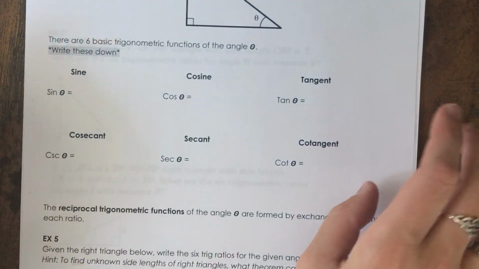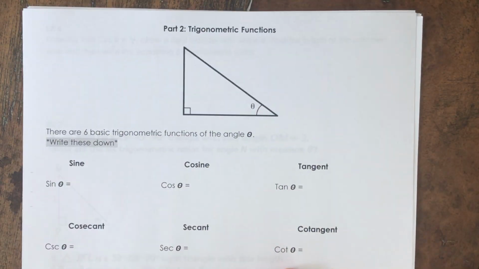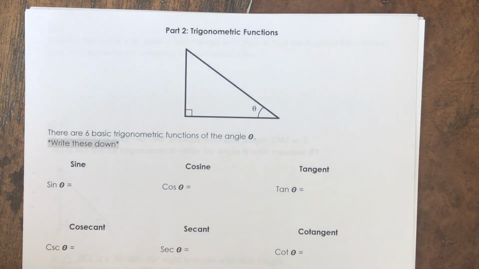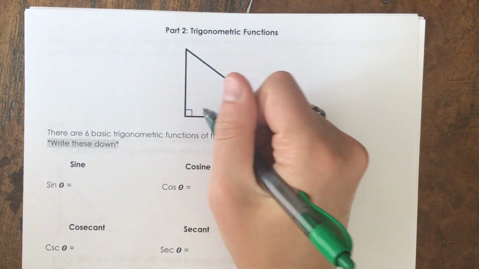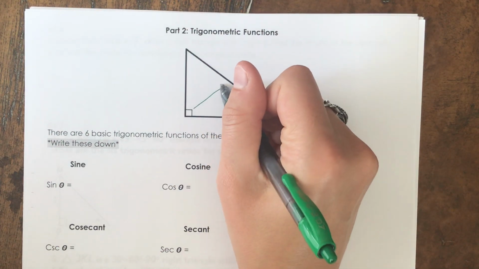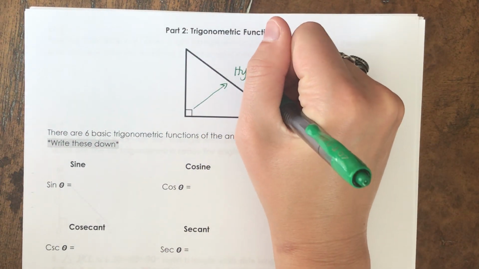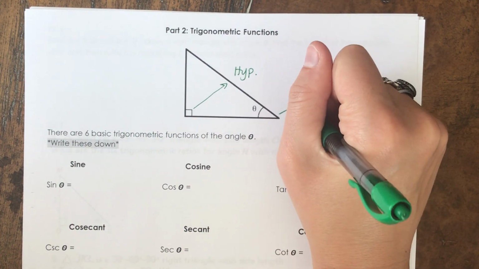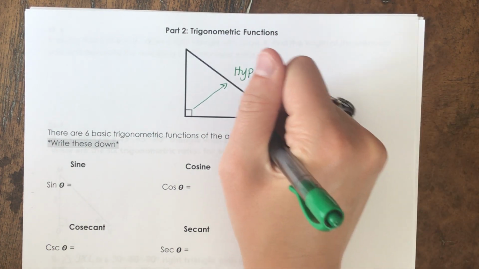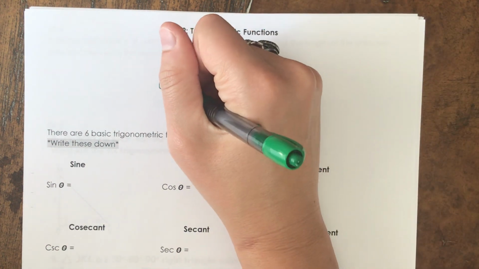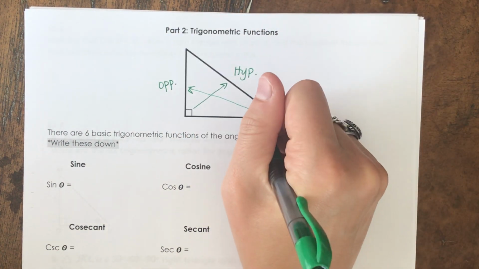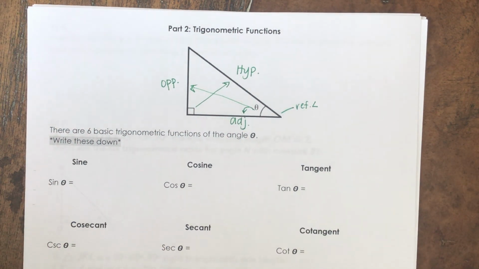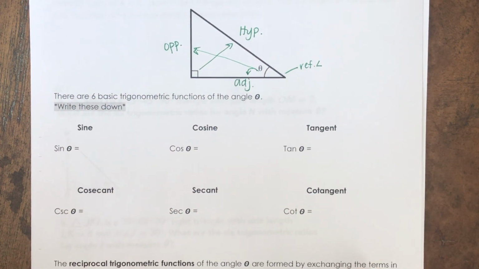Okay. Part 2 is some trig functions, and I'm going to assume you will probably remember these from geometry. So again, if I go across from the 90, that's my hypotenuse. If I go across from my reference angle, across from it is the opposite side, and right next to it is the adjacent side. Now, there are 6 basic trig functions.